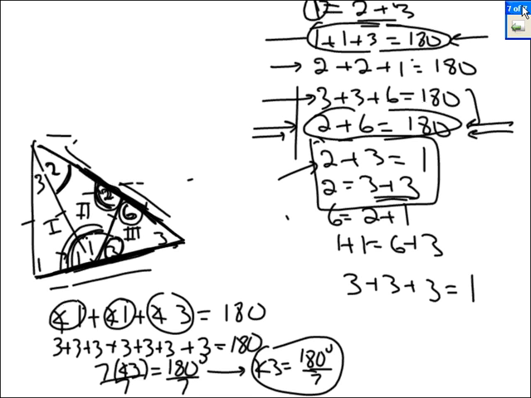Okay, let's make sure that makes sense. In triangle 1, the angles add up to 7 times angle 3. Okay, so that finishes that problem, and it finishes the section, and it finished me.